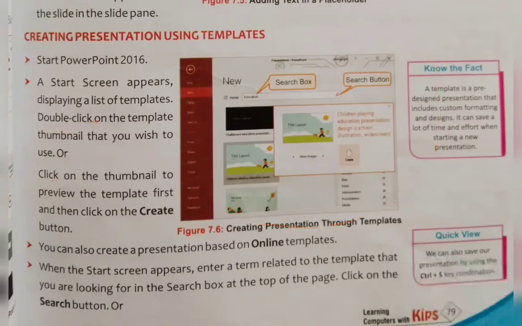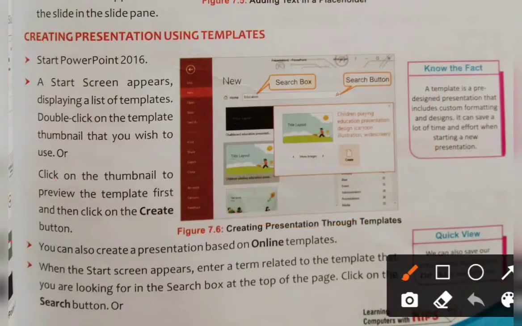And after that, the next point is, you can also create a presentation based on online templates. Online templates are also available. You can use them also. And next, when the start screen appears, enter a term related to the template that you are looking for in the search box at the top of the page, and then click on the search button, right? If you want to search for a particular template, then you can search for it.